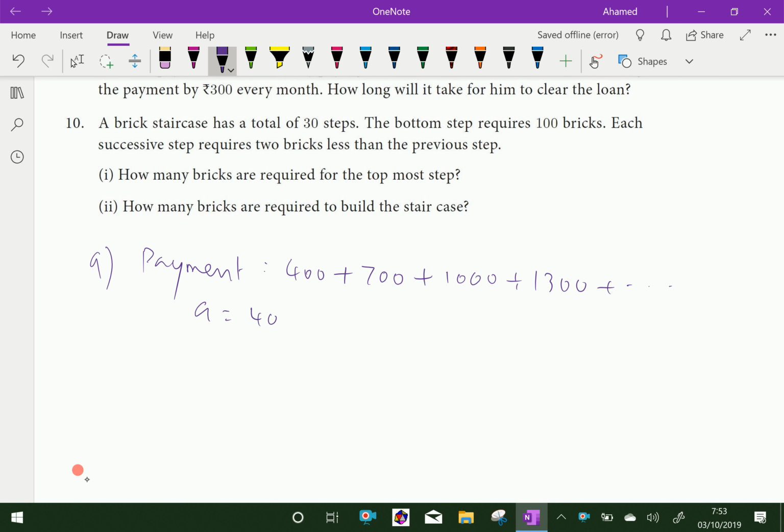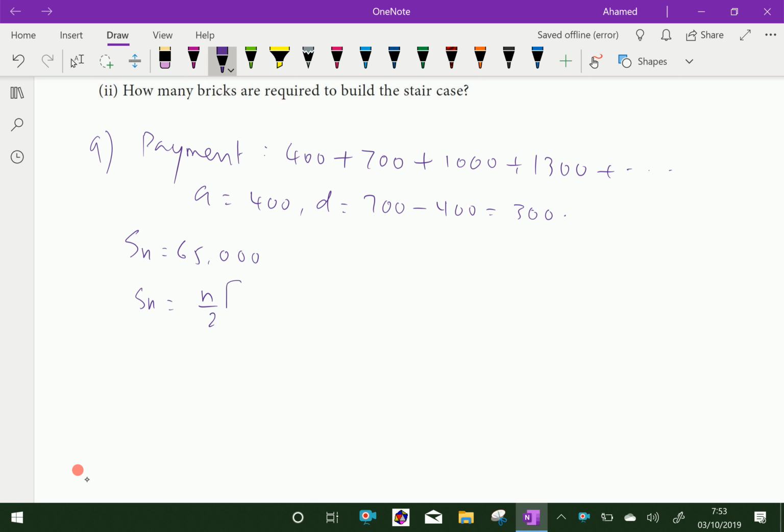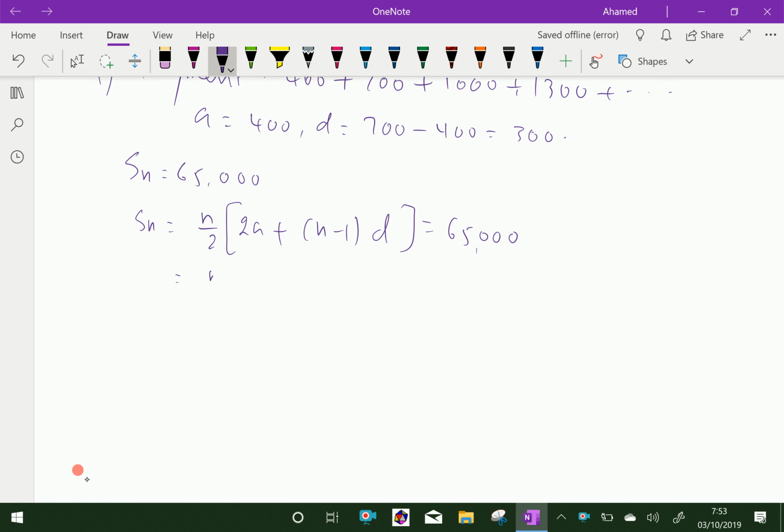The first term A is 400. The common difference D is 700 minus 400, which is equal to 300. Now, let N be the number of payments. SN is the total sum, which is 65,000 rupees. The formula is SN equals N by 2 into 2A plus N minus 1 D, equal to 65,000. Here, N by 2 into 2 into 400 plus N minus 1 into 300, equal to 65,000.